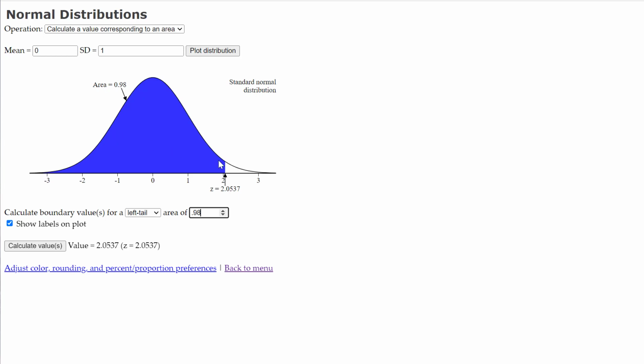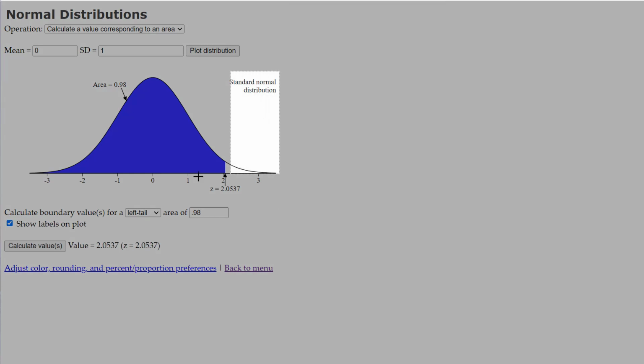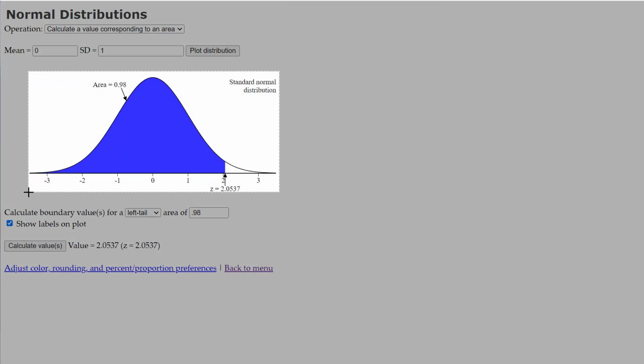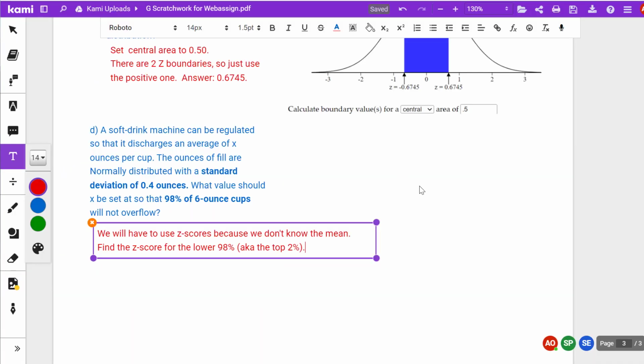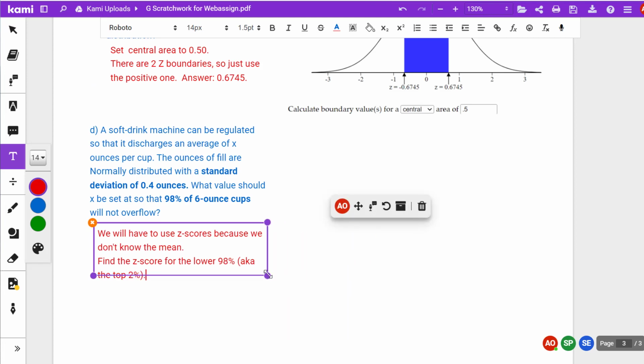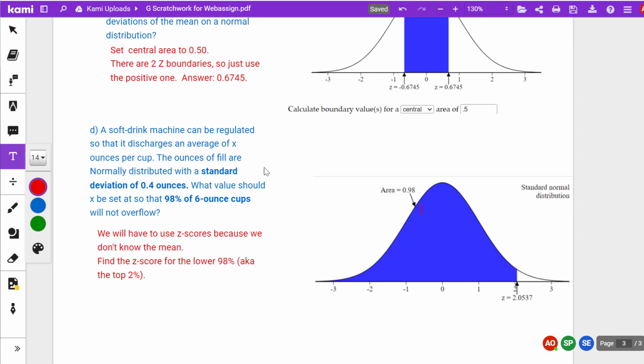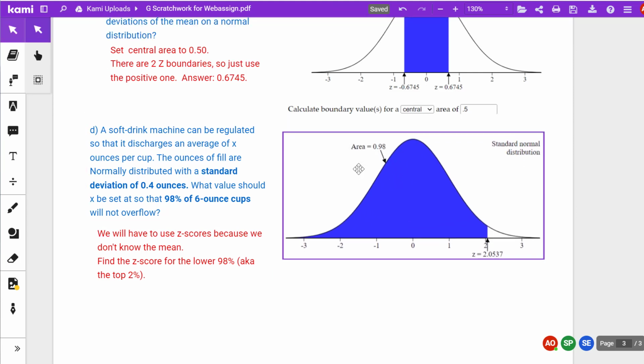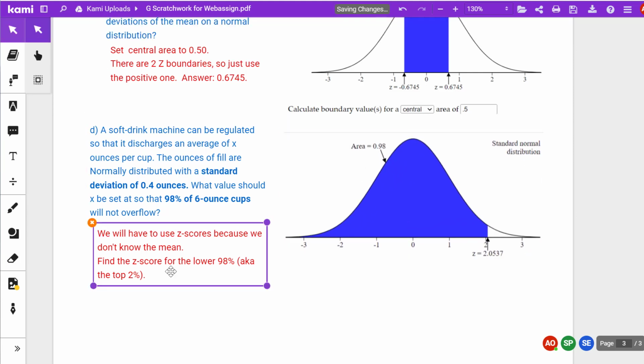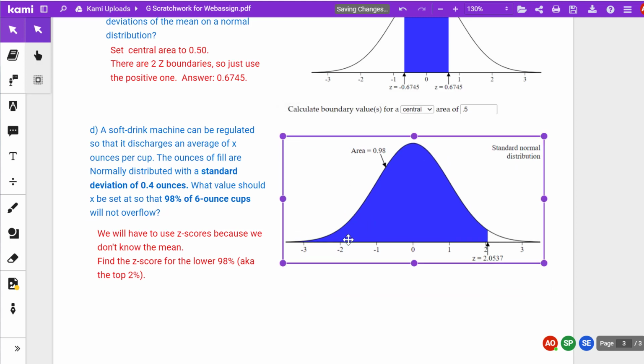So 98% of the cups will be below this value. So that Z-score is what we need. This is a harder problem. Believe it or not, my AP kids will have trouble with this problem. Some of them are still learning how to do it. In fact, they have a skills quiz on this today. They have to do these problems very quickly, in like 2 minutes. All right, so what we found out is Z is that.